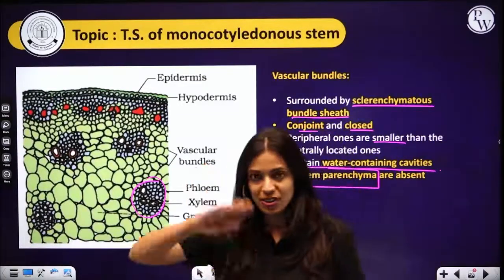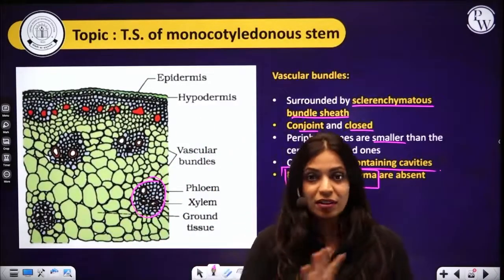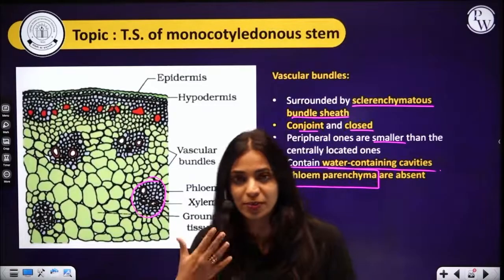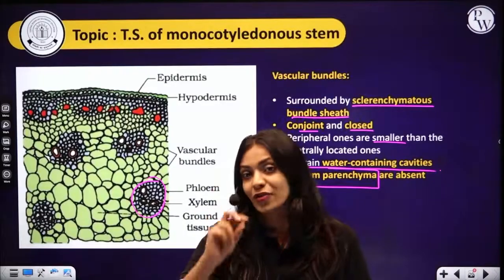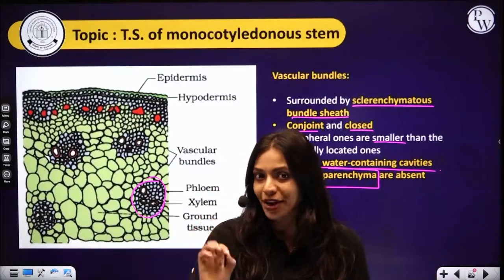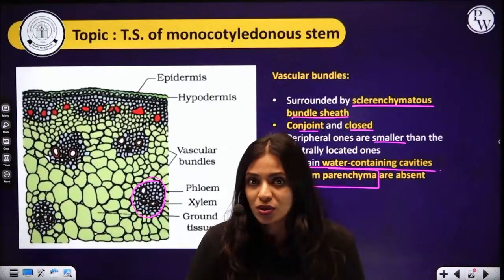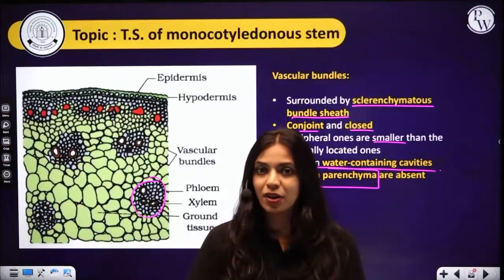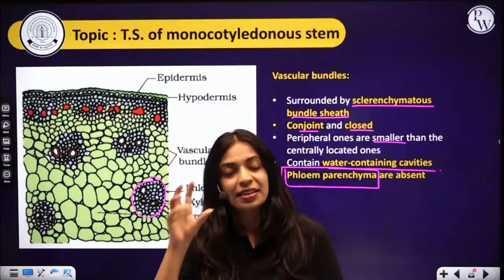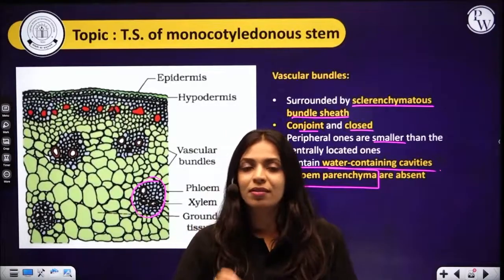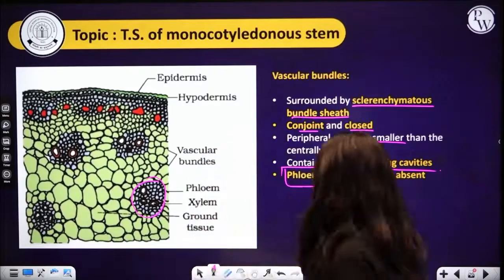You have the epidermis, which is the outermost layer, hypodermis, sclerenchymatous. You have a ground tissue, no distinction between endodermis, pericycle and all of that. Within the ground tissue, vascular bundles are scattered. The size of the vascular bundles towards the periphery are smaller compared to the ones that are present at the center. The vascular bundles are conjoint and closed. Xylem and phloem are present in the same bundle, but there is no cambium present in between them. All right, these vascular bundles are surrounded by sclerenchymatous tissue, which we call the bundle sheath. All right.